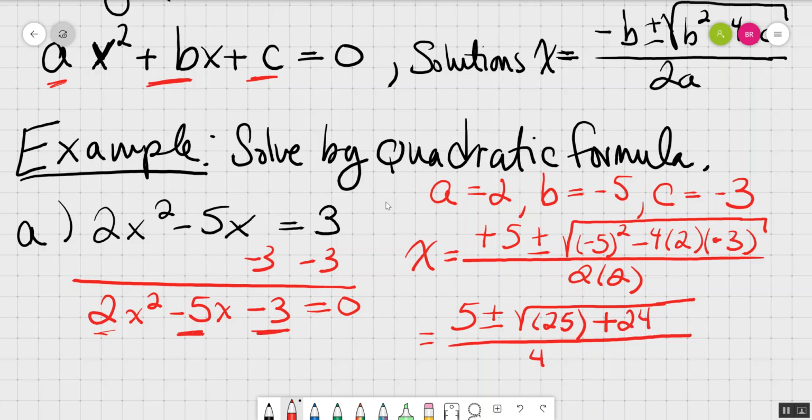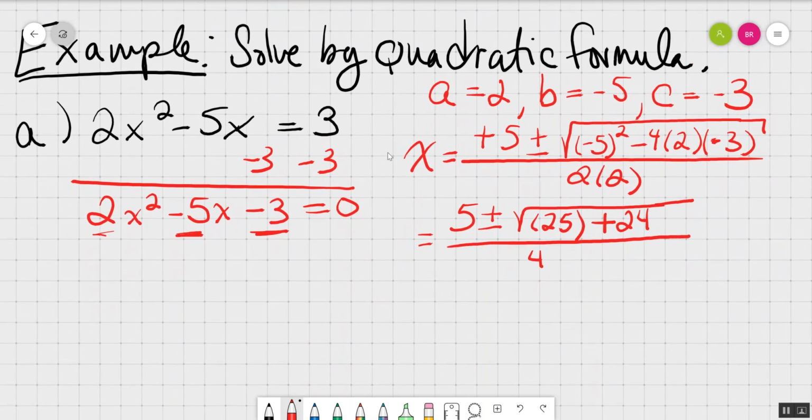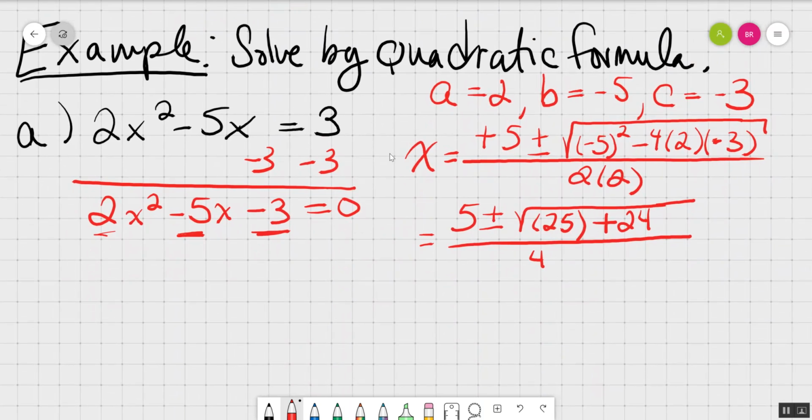Now I'm going to need some more space. So I suggest when you write these out, if you are worried you're going to forget this formula, write it out every time. So write out the opposite of b plus or minus square root of b squared minus 4ac all over 2a every single time, and then fill in all your stuff after you write down what a, b, and c are.